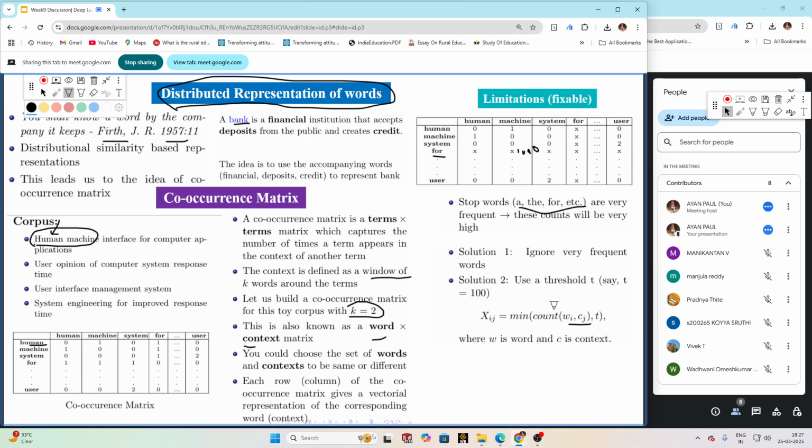So what you can do is give a threshold, like I am giving a threshold of 10. So this value xij will be your threshold. Okay, minimum value of your count or threshold. t is the threshold and this is the count. Our count was actually 1000, but I have given a threshold of 10, so this x will always be 10 in this case. So this is the second solution to fix the problem of these stop words.